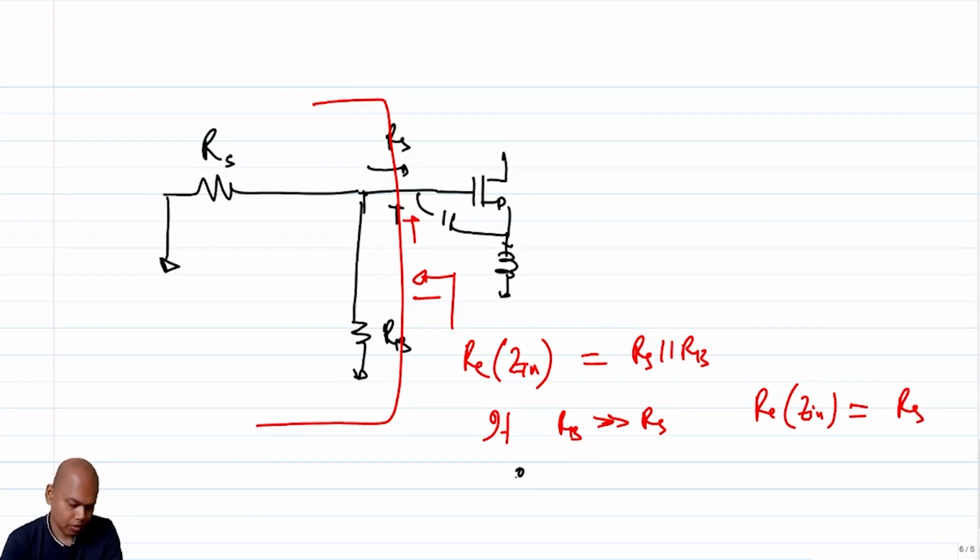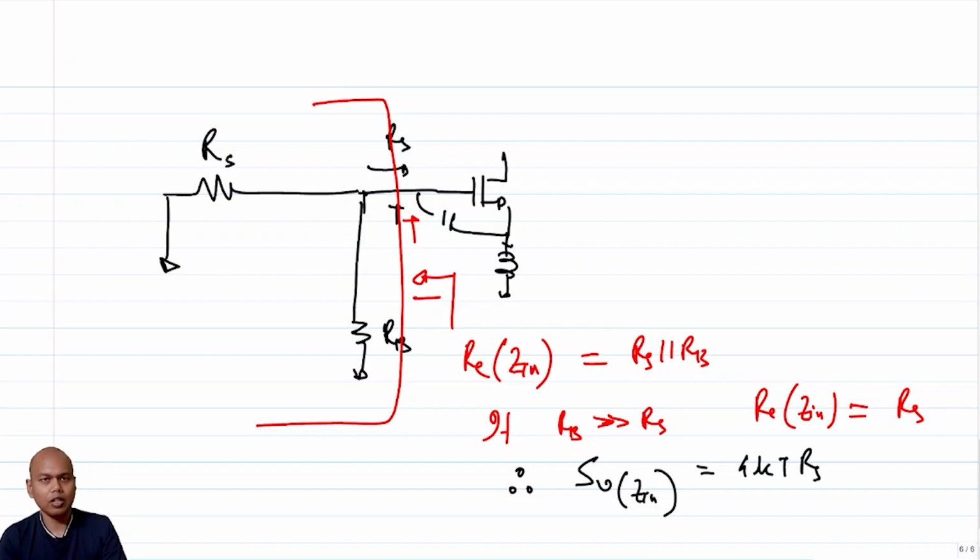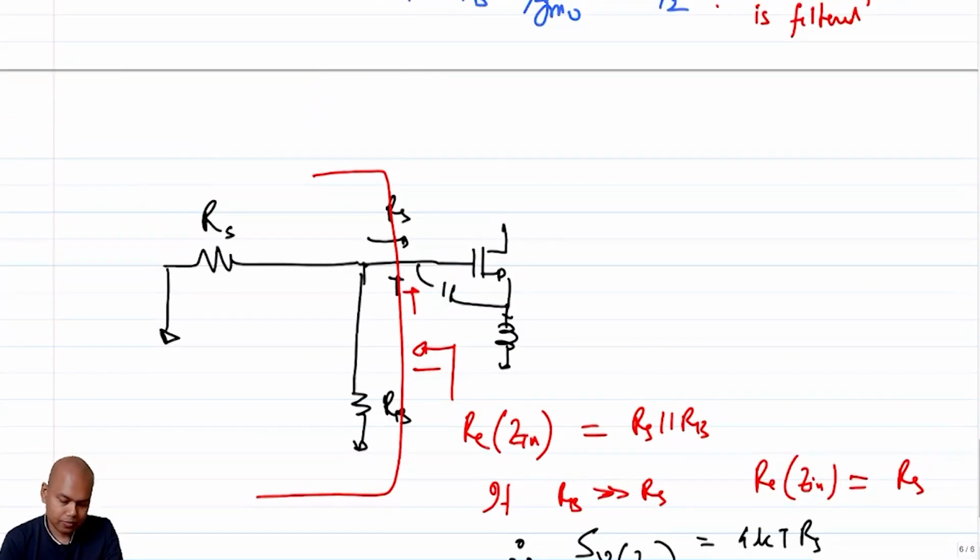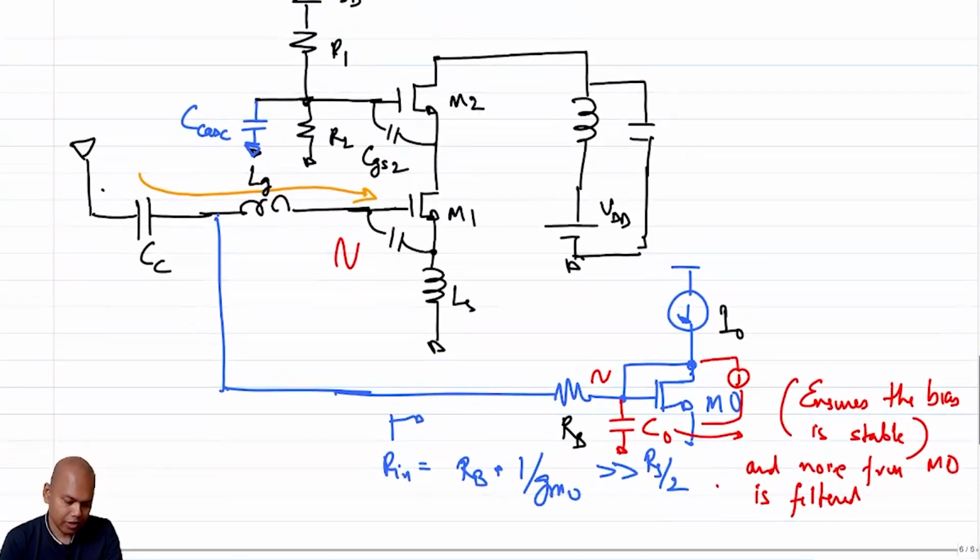Therefore, the effective power spectral density looking into the port, SV, because of Zin becomes 4 kT RS. So the effect of RB does not come into the picture at all, right? So essentially, in order to ensure that you bias your network without causing any additional noise due to RB, you have to ensure that RB is much greater than RS, right?